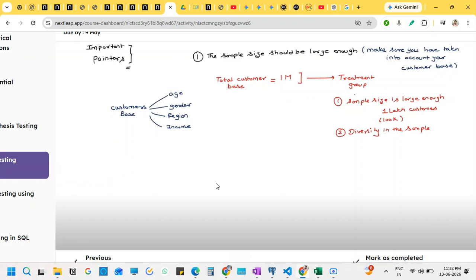So while you are designing your treatment group, make sure that you have diversified your treatment group by considering all these parameters. Your treatment group should not consider only one age group. It should consider all the age groups. It should not be biased towards one gender. It should consider all the genders.